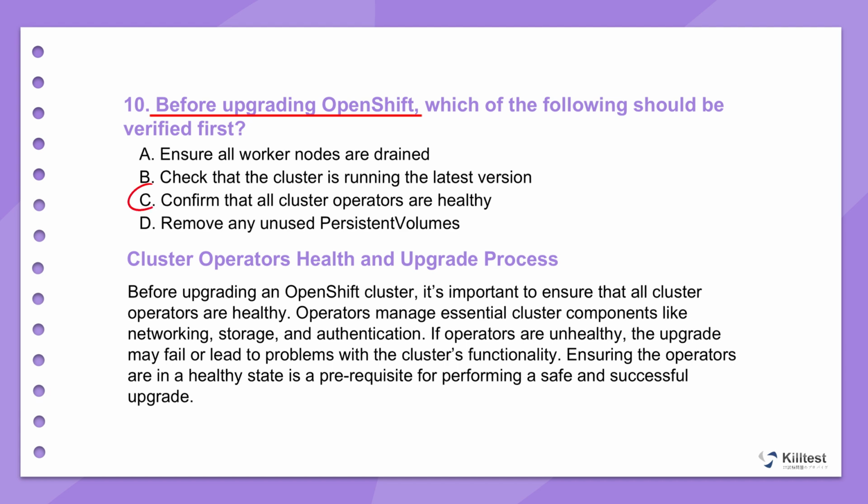Because an upgrade is a complex process that touches many of those core components managed by the operators. If a component is already unhealthy before you start, the upgrade process is much more likely to fail or make things worse. You're basically trying to perform major surgery on a patient who's already unstable. Exactly. You need a stable, healthy baseline. Healthy operators mean the cluster is in a known good state, significantly reducing the risk of the upgrade going sideways. It increases the chances of a smooth, successful upgrade dramatically. That makes perfect sense. Check the vitals, ensure everything's stable before you attempt the big procedure.